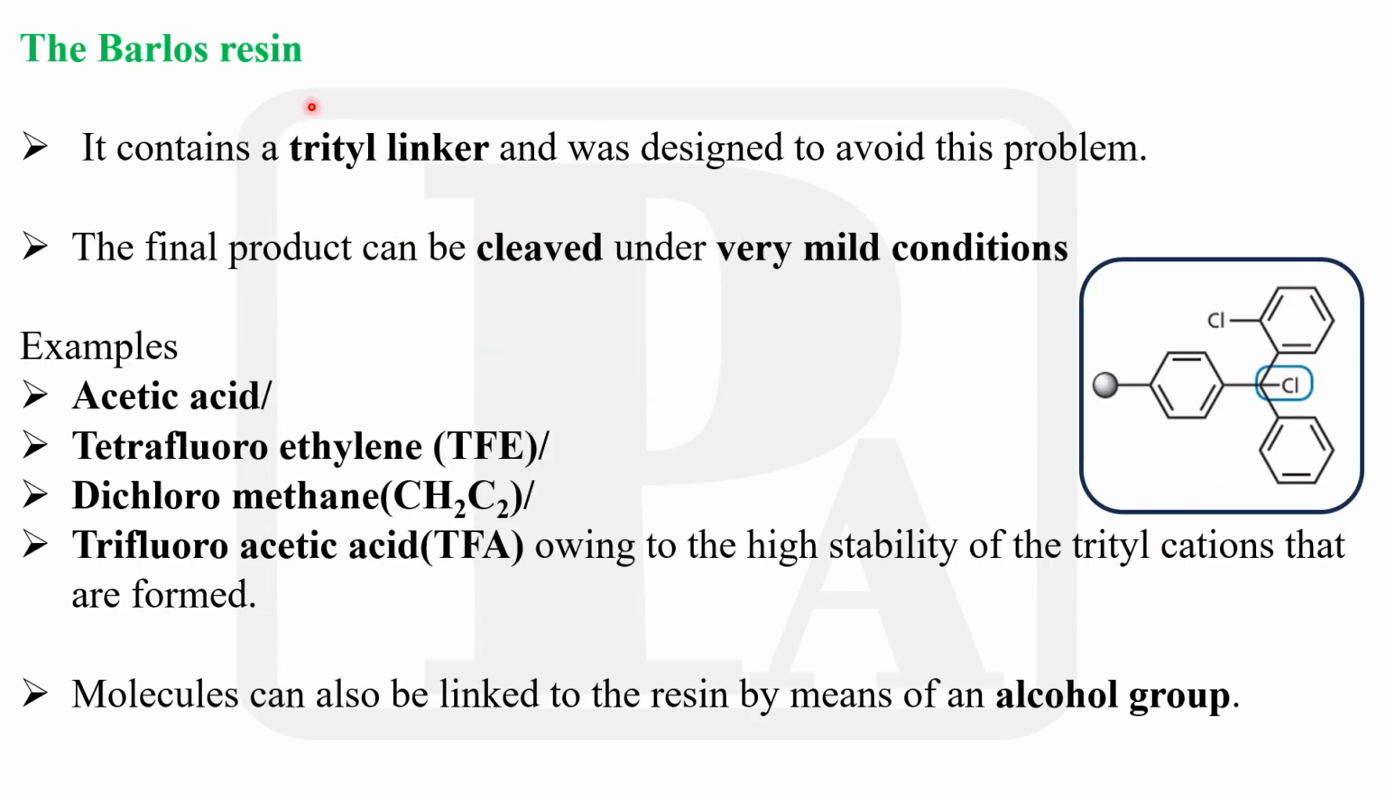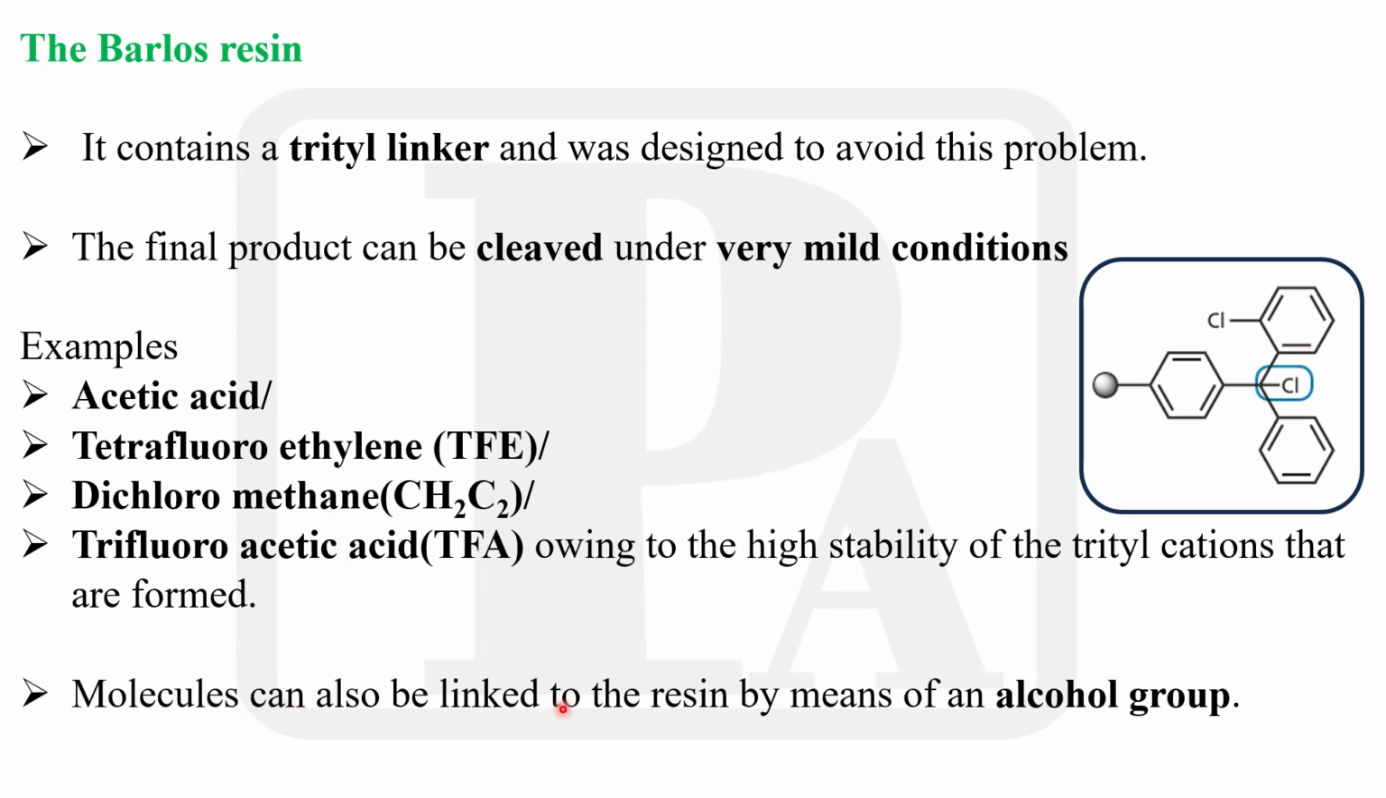So next one is called Barlow's resin. This has a trityl group acting as a linker. That trityl linker is designed to avoid the problem of racemization. So the final product is cleaved under very mild conditions. What are the examples used? Acetic acid, tetrafluoroethylene or dichloromethane, or trifluoroacetic acid, owing to the high stability of the trityl cations that are formed. So trityl cations are formed that are highly stable. That's why we are using these.